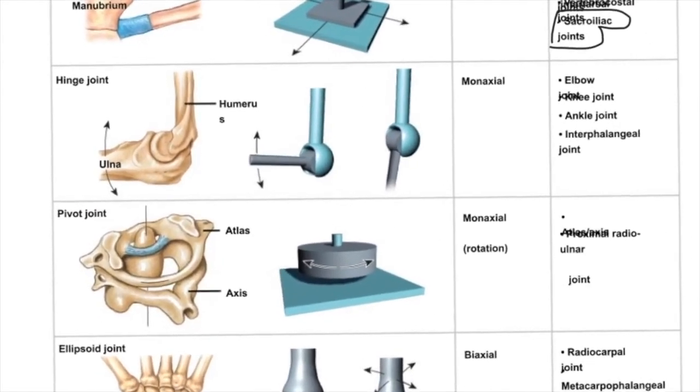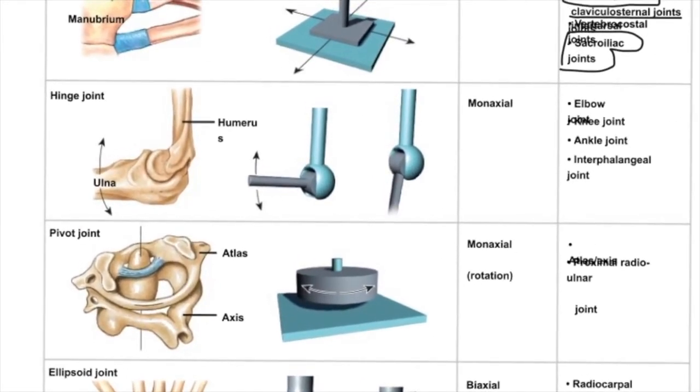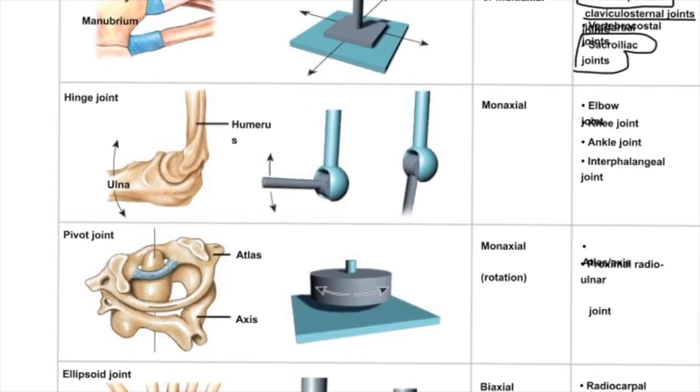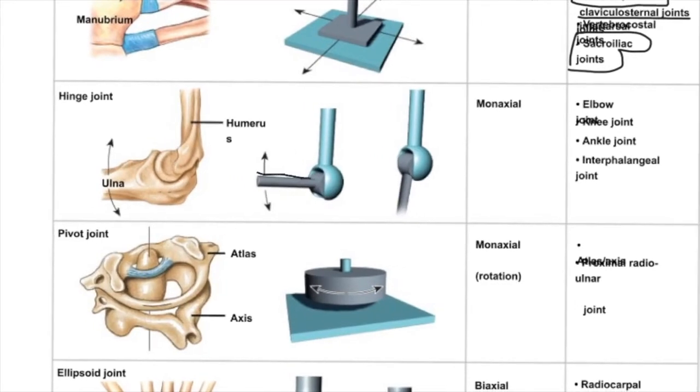Then we have the hinge joints. So a hinge joint is anatomically in a position where it really can only do two motions. It can do flexion and extension. That's it. This is kind of showing you what the structure looks like.